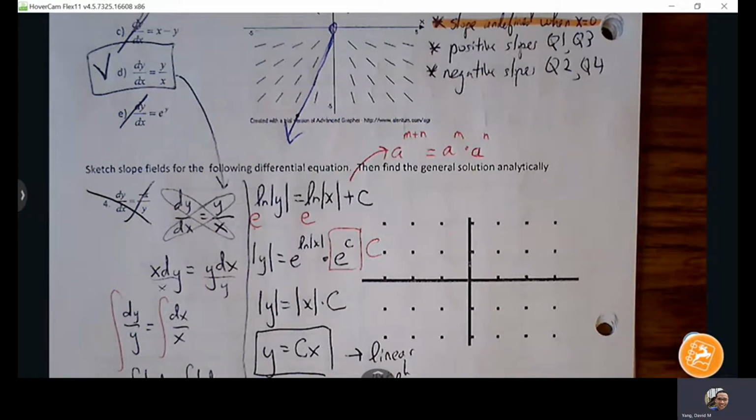Okay, we're gonna skip pages 8 and 9 and 10. I'm not gonna ask you guys right now to sketch a slope field with that many points. What I'm more concerned about is being able to interpret slope fields. So let's just continue to do some more of that work on page 11.